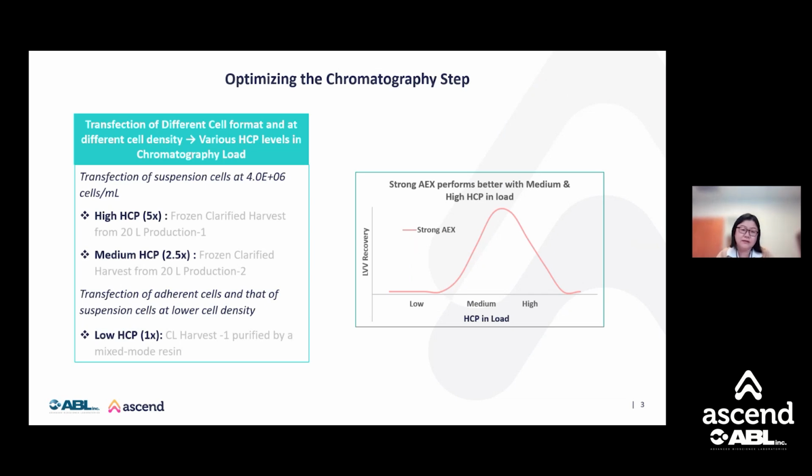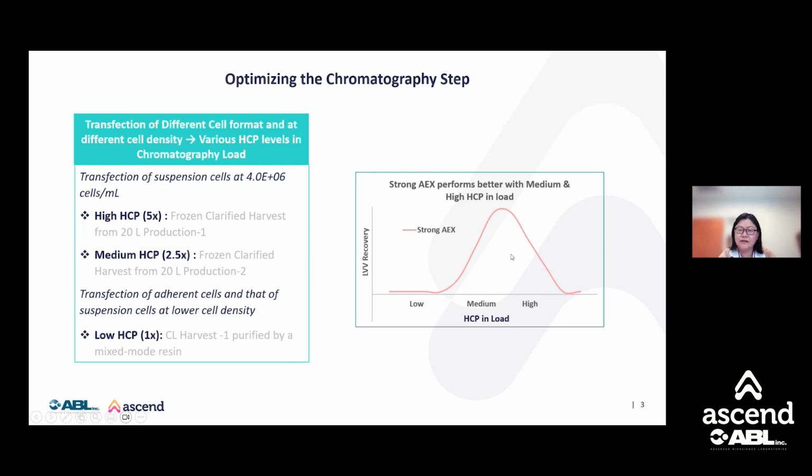The LVV used here was produced at ABL in high-density suspension cells, transfected at around 4e6 cells per ml, resulting in high virus titer, along with a medium to high whole cell protein level in the chromatography load. However, lentivirus is often produced from adherent cells or low-density suspension cells, resulting in low HCP and relatively lower LVV titer. As illustrated on the right-hand side, this is what we think happened.